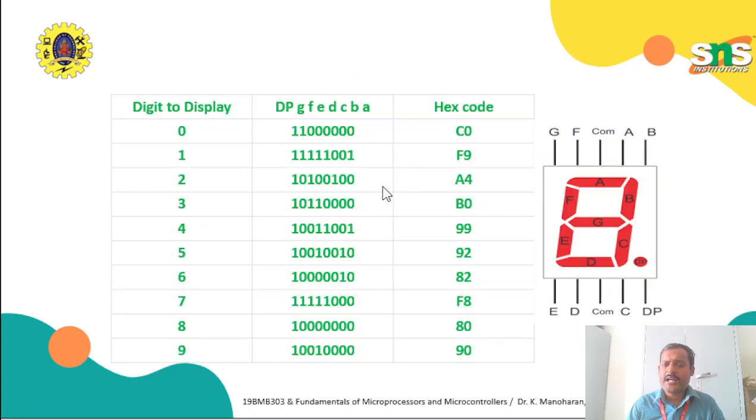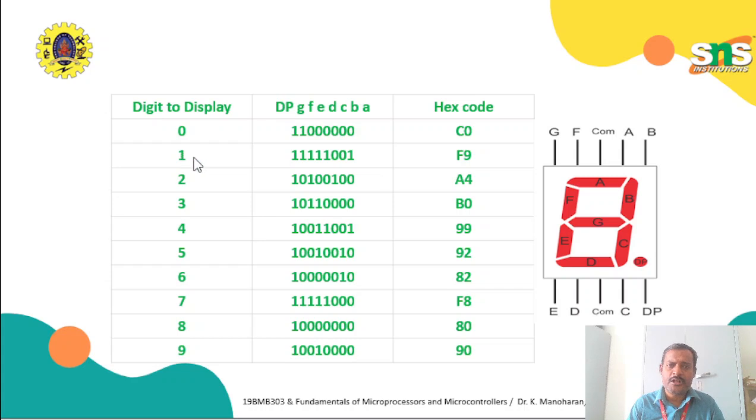Look at this, how the data will be formed. I am going to display the information 0. So 0 means this G and this dot point need not be displayed. The remaining segments are to be turned on. How? I am giving 1 to this dot point and G, and the remaining all I am giving zeros. So 0, 0, 0, 0, 0. What happens? These LEDs will be turned on and these 2 LEDs will be off. So it displays a 0.